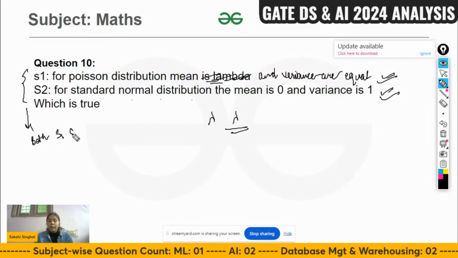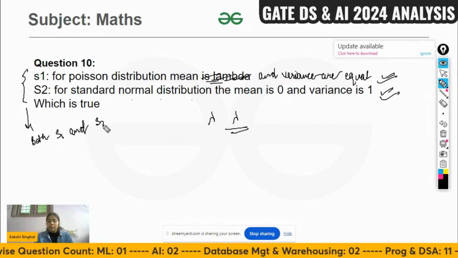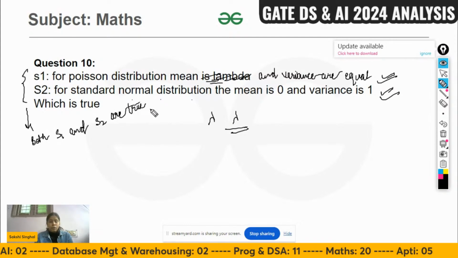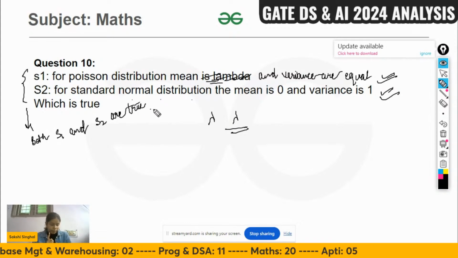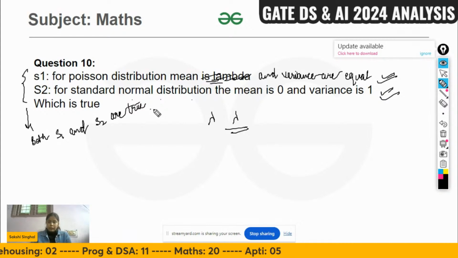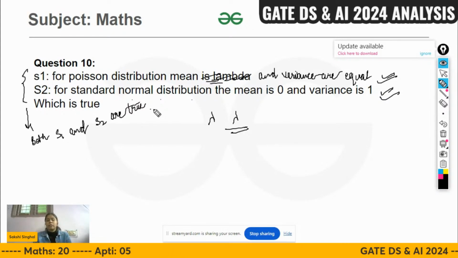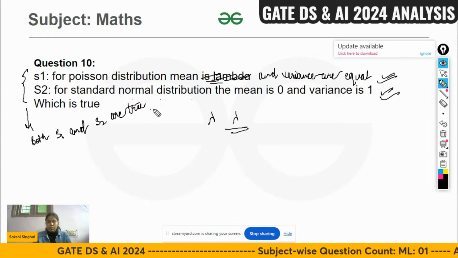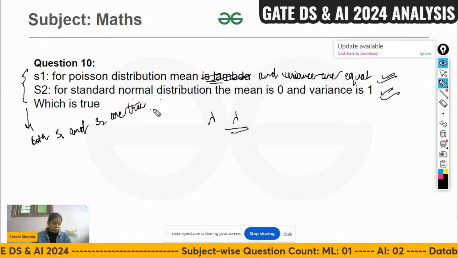So guys, if you have remembered, and this is a 2-mark question, S1 and S2 are true, right? If you remember the mean and variance for all the distributions, then this question is easily solvable for you. And I'll tell you one more question which you can easily solve if you remember the mean and variance of distributions.